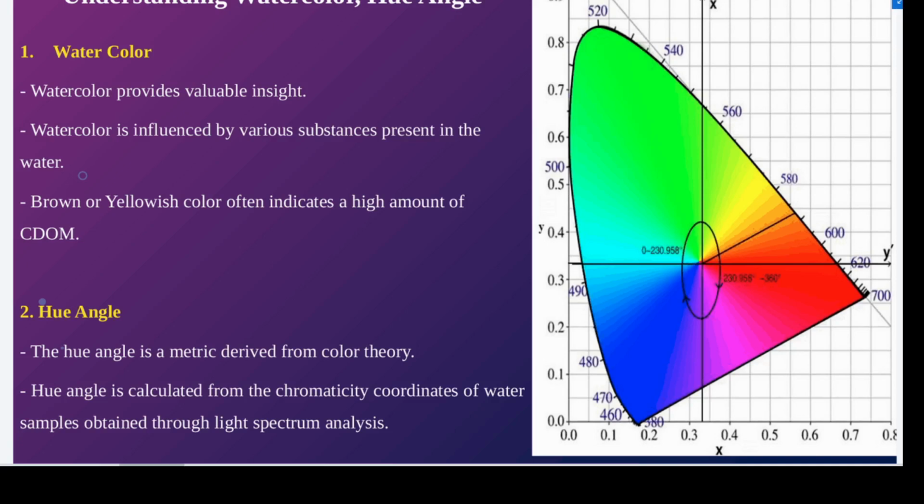So the remote sensing sensor captures watercolor, and each color has a certain position in the color space. So if we know the position of watercolor in the color space, we can calculate the Hue angle, and by using the Hue angle, we can estimate the amount of other substances such as CDOM and Secchi depth in water.